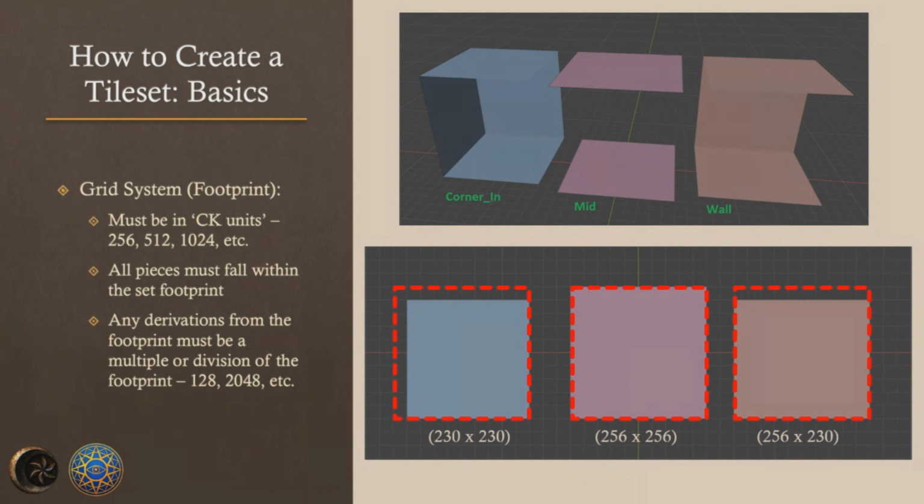To go along with the grid system, you can think of it as a footprint almost. If you look at it from a top-down orthogonal view, you have to have this footprint that all your pieces fit within. The footprint has to be set up to the grid, so it has to be one of those metrics here. And any derivations from that, to be able to snap together, has to be a multiple of the grid basis, one of these values here. So it could be 2048, or it can be a division of that. So it can be 128.